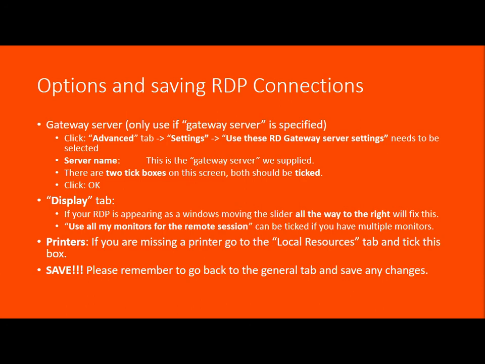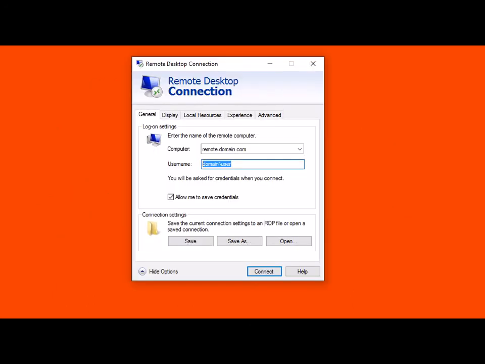On the Local Resources tab, you also have the option to tick printers to make sure that your desktop printer is available in the remote session. This isn't always necessary, but it can be useful. Again, please remember to return to the General tab to save any changes you've made. I will now go through these settings again in our example window.